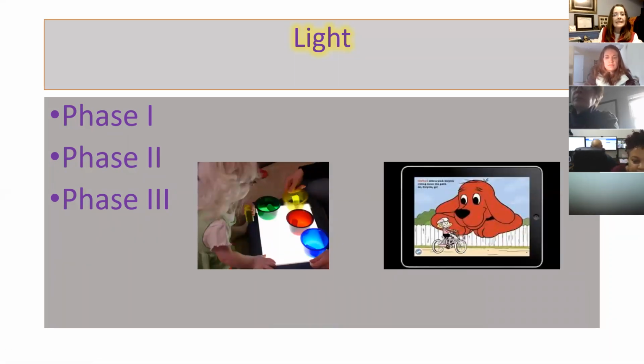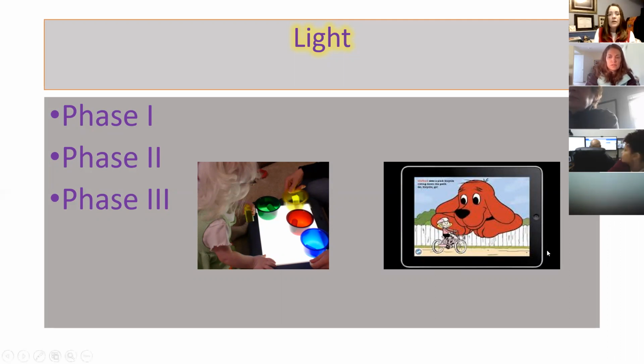Here we can see students using light as a tool, right? Light is never the activity. Light is the tool that we use to promote the activity. So for this little girl, she's using the APH cups and shapes for sorting activities, and we're using the light as a tool to draw her attention to the activity.